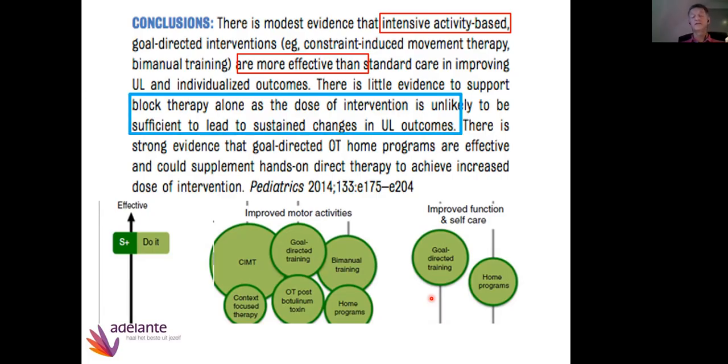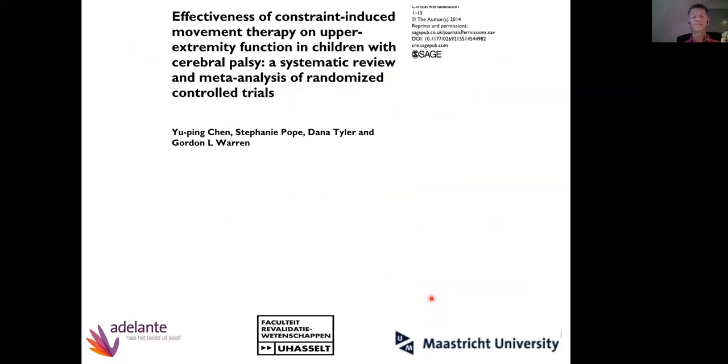If you look at dose, is a high dose compared to a lower dose in a block period sufficient to retain and keep up the level of the sustained changes, up to 1 year after treatment? But there's strong evidence that treatments like goal-directed home-based training are very effective and add to the hands-on direct therapies. So at that time, it was still unsure what direction we needed to go.